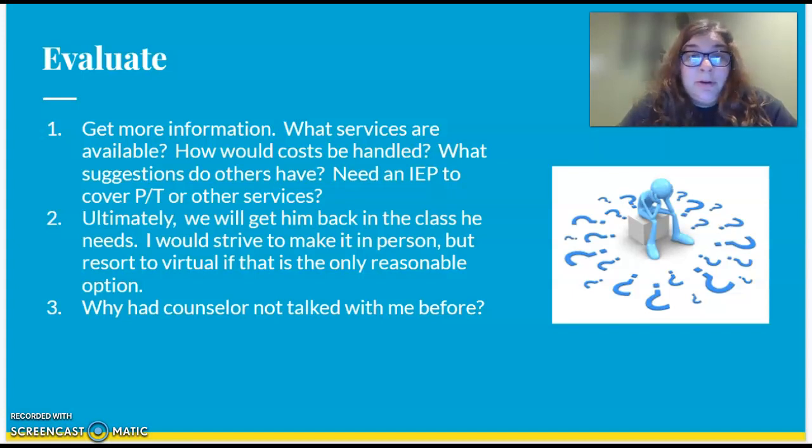Our school personally is part of a co-op, and we get the services for that kind of stuff through that co-op. Is that an option in the school? Is it a big enough school that they have PT on staff, so this isn't a concern? Do we need to have an IEP to be able to fund this? Because if we have a student on an IEP, we're going to have more funding from the state to be able to pay for these services. Ultimately, we need to get him back in class. We know that he has the right to be in that class, and we have to find a way to get him back in that class.